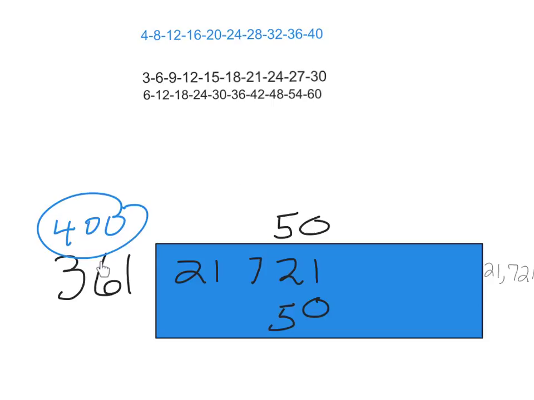Then 5 times 6 is going to give me 30 right here. So I'm going to drop that 0 and carry the 3 right there. And then 5 times 3 is going to give me 15, plus 3 is going to give me 18. So I'm going to drop the 18 like that and get ready to subtract.